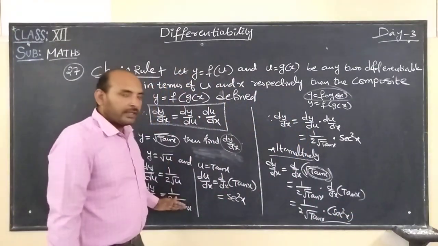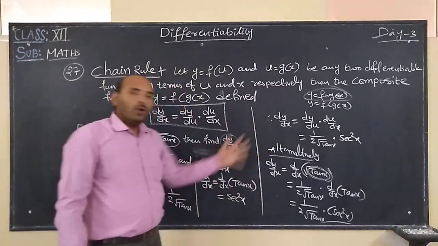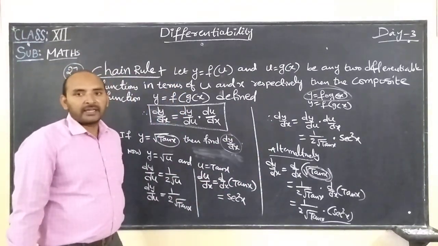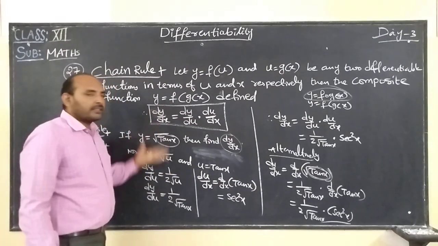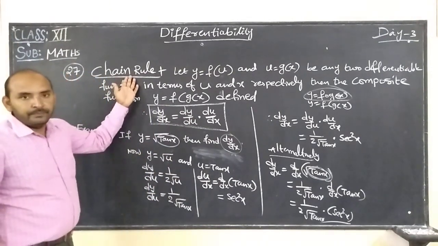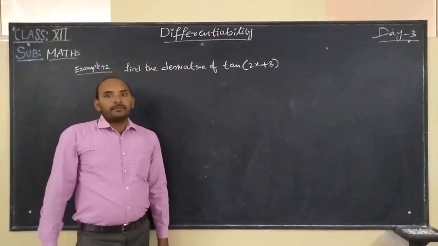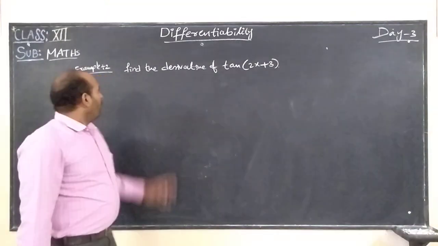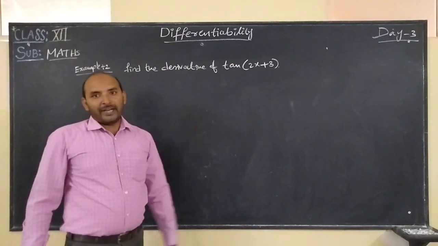So this is one procedure, this is another procedure. You can do any one procedure, you will get the same answer. This is the procedure, nothing but the chain rule. Next, second example. Find the derivative of tan of 2x plus 3.